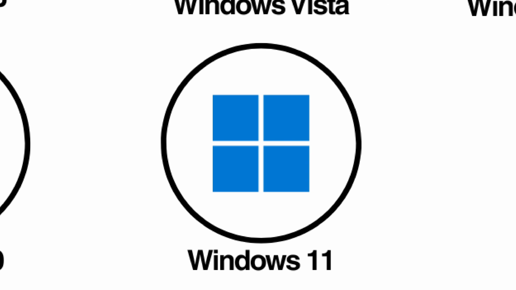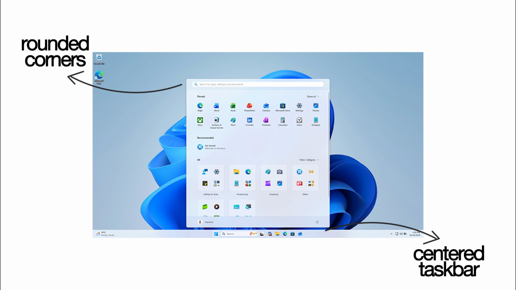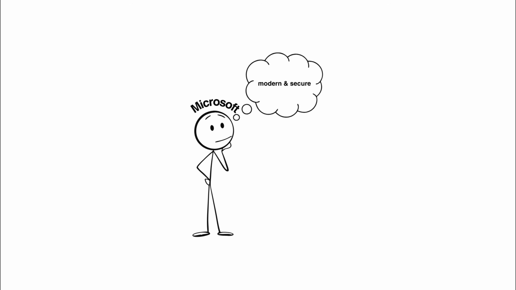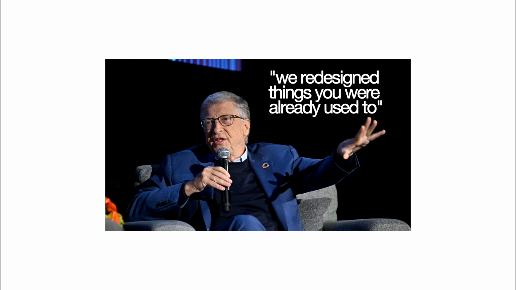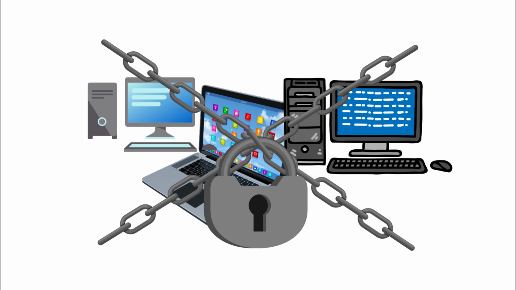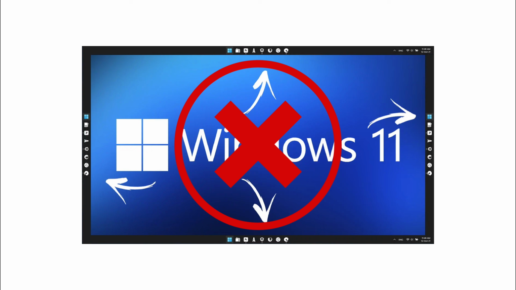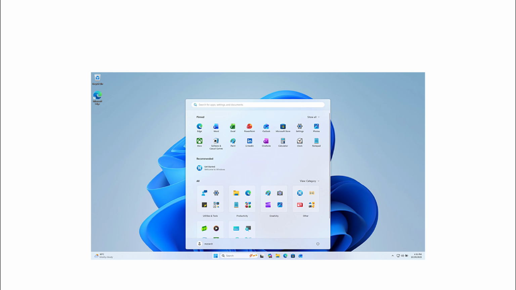Windows 11 is the current version, and it's basically Windows 10, but with rounded corners and a centered taskbar. Microsoft says it's more modern and secure, which is code for we redesigned things you were already used to. It requires TPM 2.0 and specific hardware, which locked out millions of perfectly good computers. The new design looks clean but removed features people like, such as moving the taskbar to different screen edges. The new Start menu is cleaner but less functional.